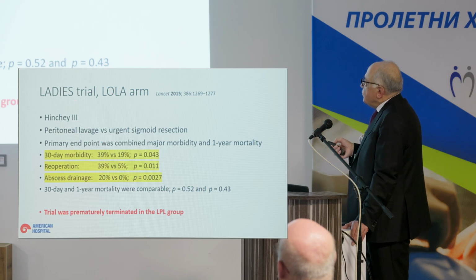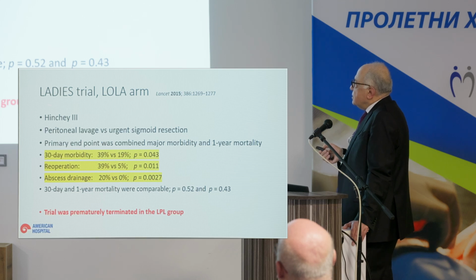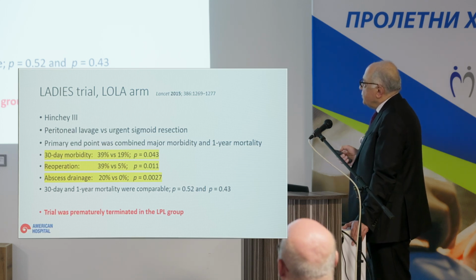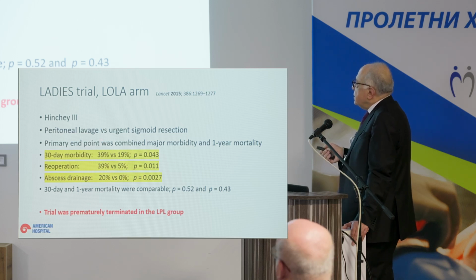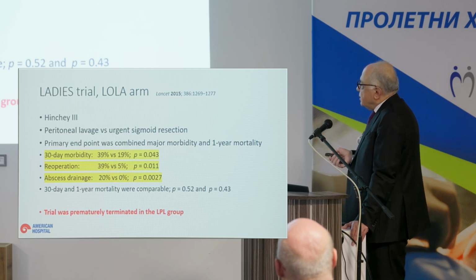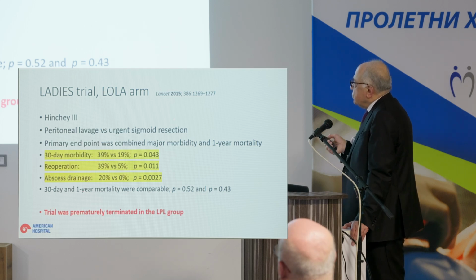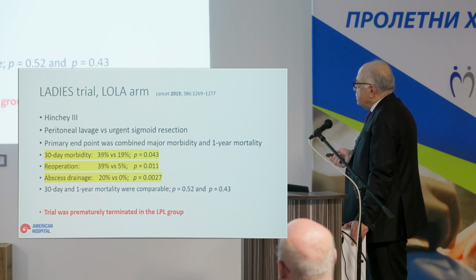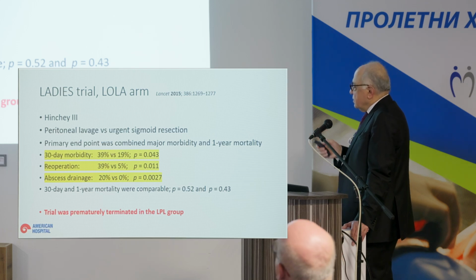The first one is the LOLA arm of the LADIES trial published in 2015, and the authors included Hinchey 3 cases, and they compared peritoneal lavage versus urgent sigmoid resection, and the primary endpoint was major morbidity at 1 year. As you can see here in the yellow part of the slide, the 30-day morbidity was really very high for the lavage procedure, 39%. The reoperation rate was again very high, 39%. And the need for abscess drainage after the procedure was really high, about 20%. But the mortality rates were comparable for both techniques. And the study was prematurely terminated in the laparoscopic peritoneal lavage group because of these bad results.